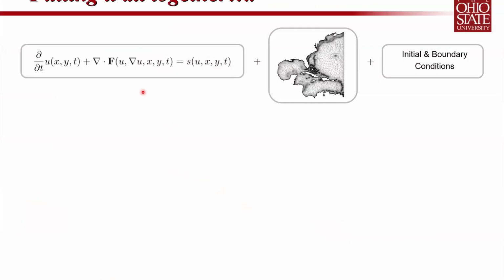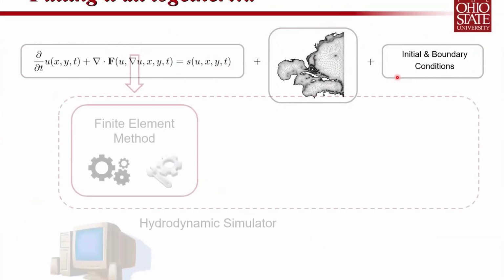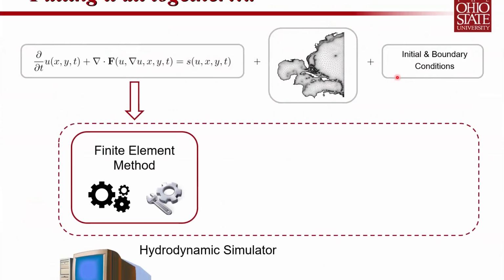And so if we put all these things together, right, we take the fundamental law, we take the mesh or the map that we have for the given area, and then we have the initial and boundary conditions. So for example, this would include wind forcing. We put them all together. We apply our finite element method, right? So we turn the crank here.